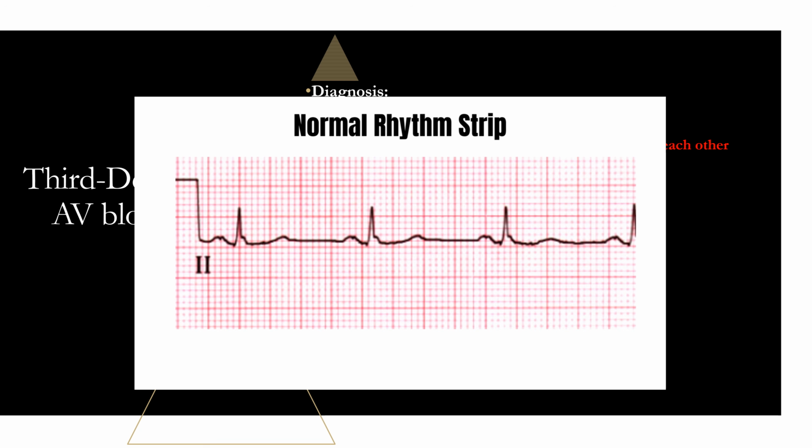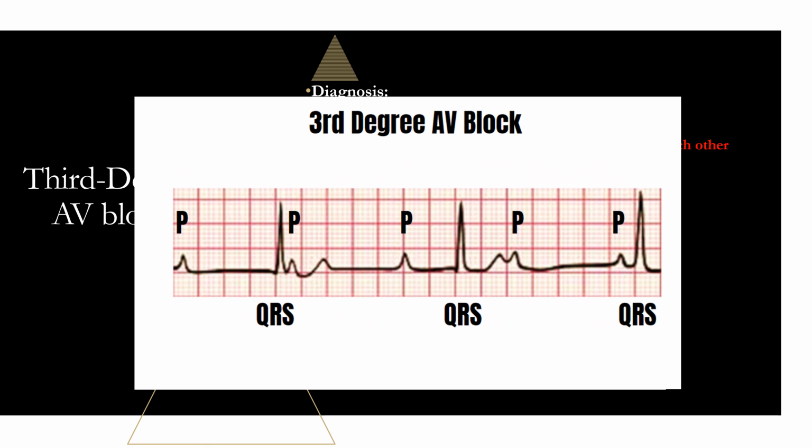In a normal ECG, in a normal healthy patient, we expect to see a P wave, then a QRS complex, a P wave, QRS complex, P wave, QRS complex, etc. That's not happening anymore. The atria and the ventricles no longer have a line of communication. They're no longer on speaking terms. And because of this, you'll see P waves marching right on through the QRS complexes. And that's the best way to think of it.